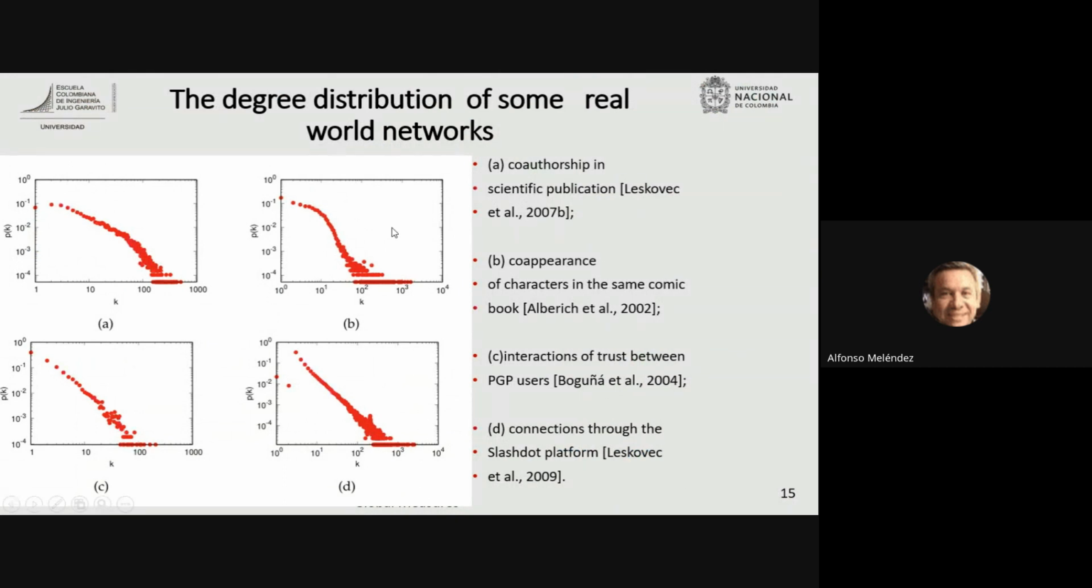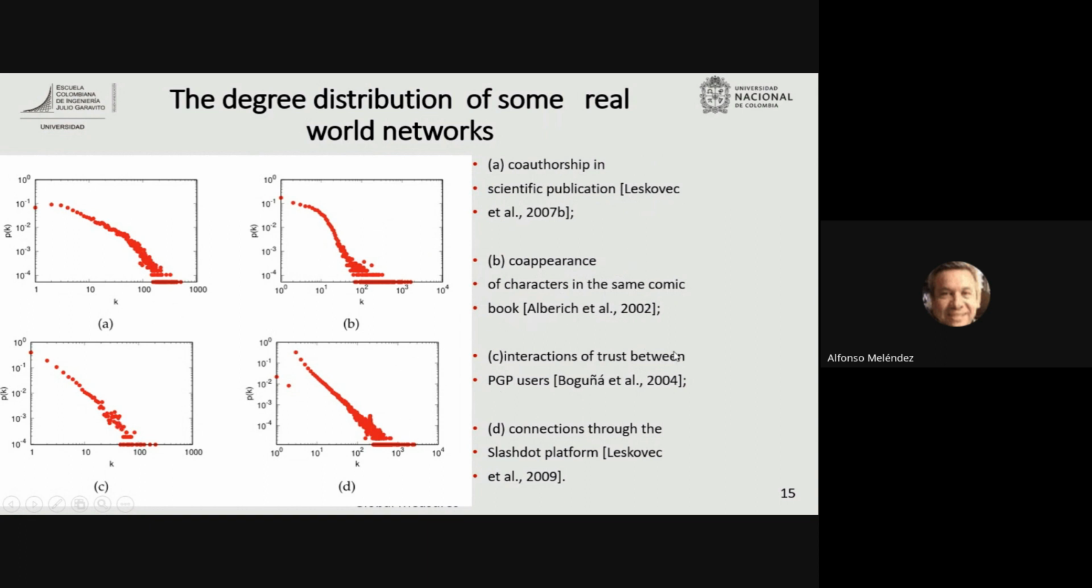These are degree distributions of some real world networks. Look, they are very similar. This first one is co-authorships in scientific publications. It was published by a neuroscientist called Jure Leskovec. This B is co-appearance of characters in the same comic book. There are researchers that investigate comics as networks.